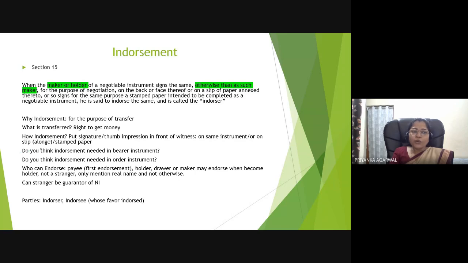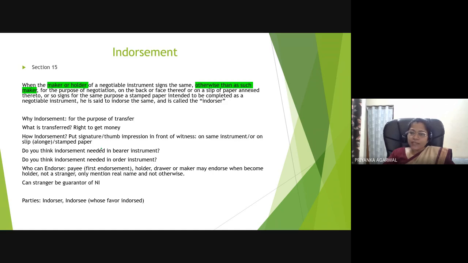Now, do you think endorsement is needed in a bearer instrument? You have understood what a bearer instrument is. Now, tell me, do you think endorsement is needed in a bearer instrument? An instrument is transferable in two manners, right? One is by mere delivery, and another is endorsement and delivery. Now you have to tell me whether endorsement is needed in a bearer instrument.